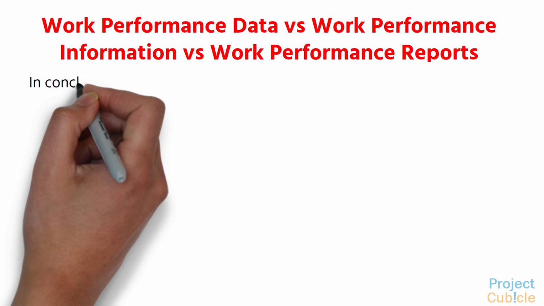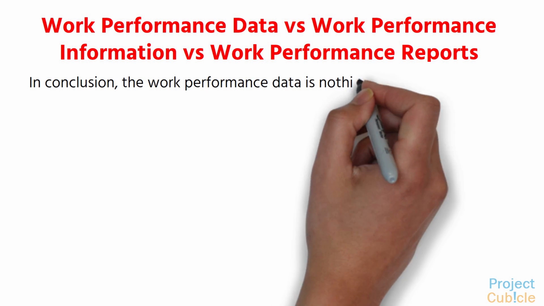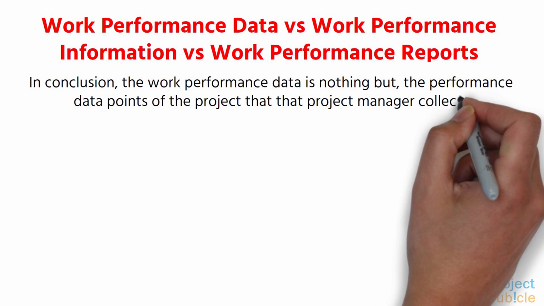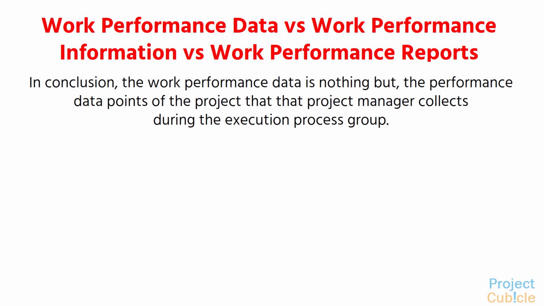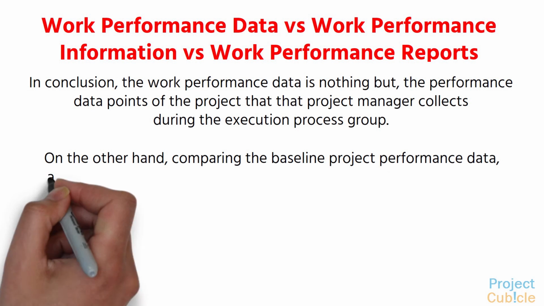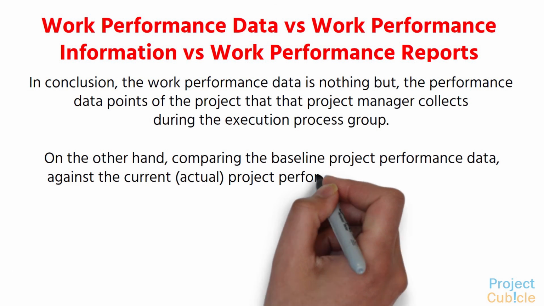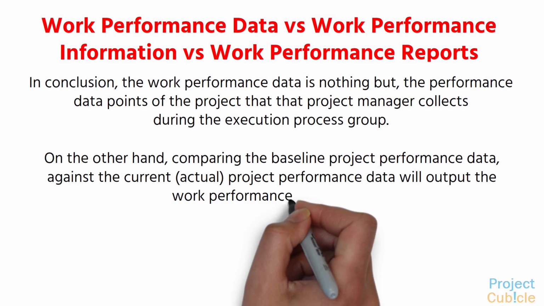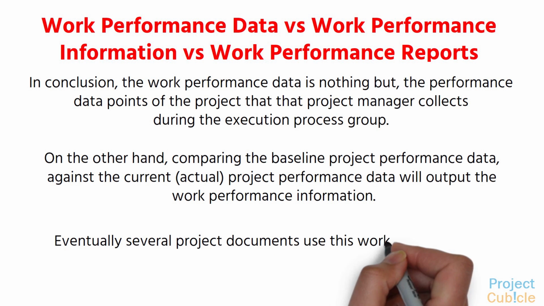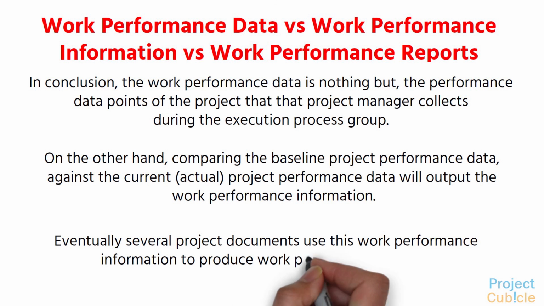In conclusion, the work performance data is nothing but the performance data points of the project that the project manager collects during the execution process group. On the other hand, comparing the baseline project performance data against the current, actual project performance data will output the work performance information. Eventually, several project documents use this work performance information to produce work performance reports.